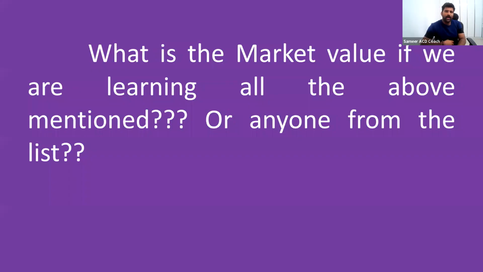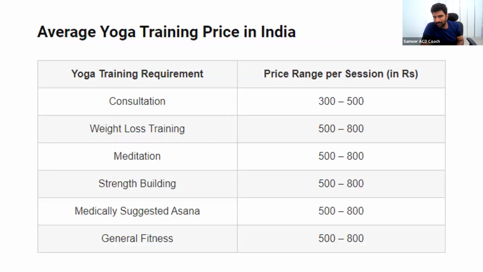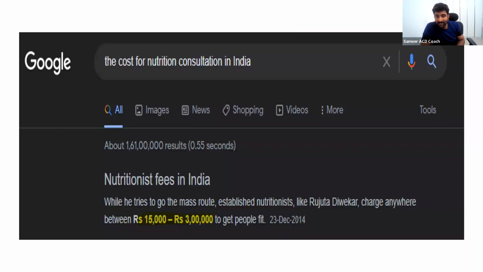Now, what is the market value if you are learning all the above mentioned, like Zumba, yoga, and dance forms, each and every dance form? If you see Zumba classes, how much are they costing? 3,000 to 5,000. Yoga training price, and for one session, you can see the price ranges over here. And the nutrition consultation in India, 15,000 to 3 lakhs. You mark my words.